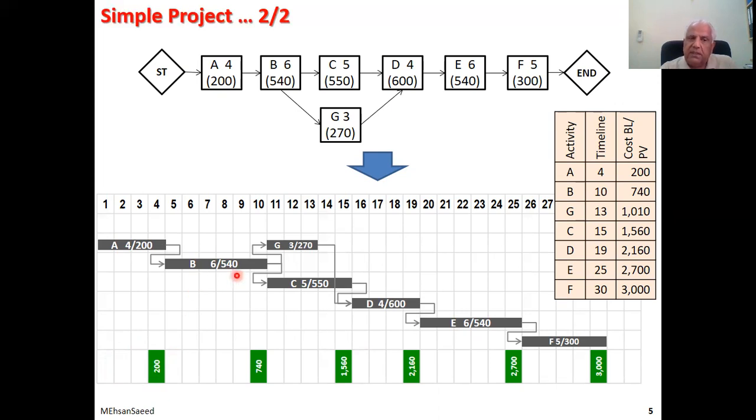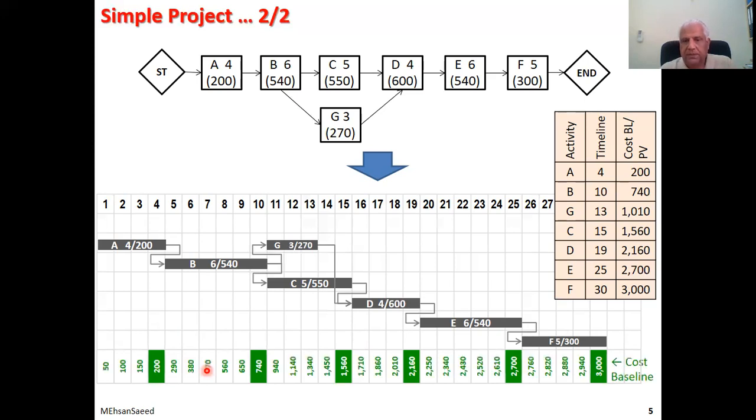Considering the next activity, its value is 540, and it is spread over 6 days. So per unit day value is 90. So at the end of day 5, we would have spent 200 plus 90, because per day value or cost is 90. So 200 plus 90, 290, plus another 90, 380, and so on and so forth. And if we do it for all the activities, this is what it will look like.